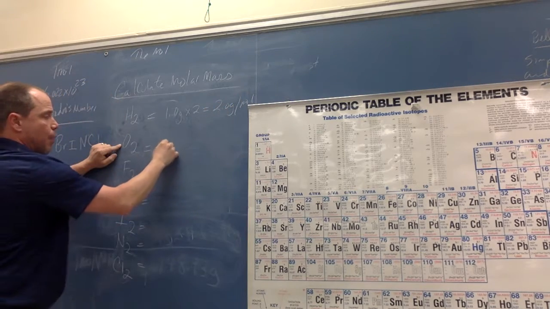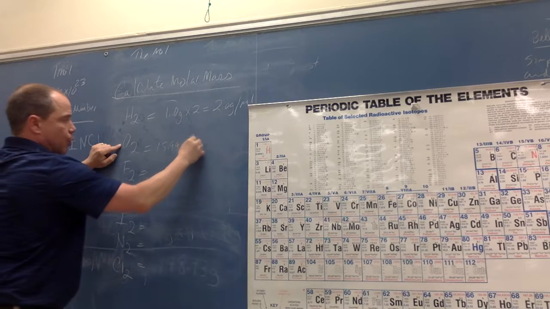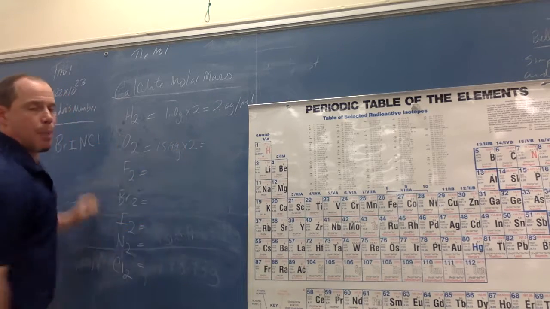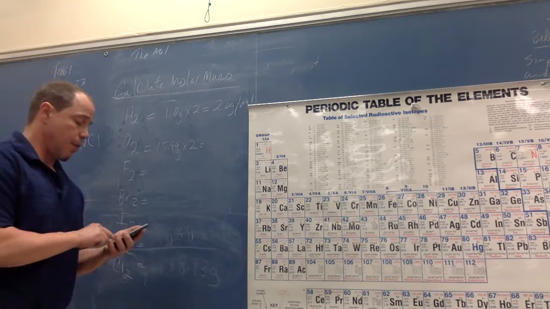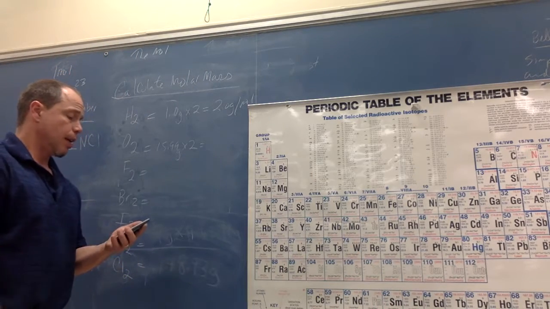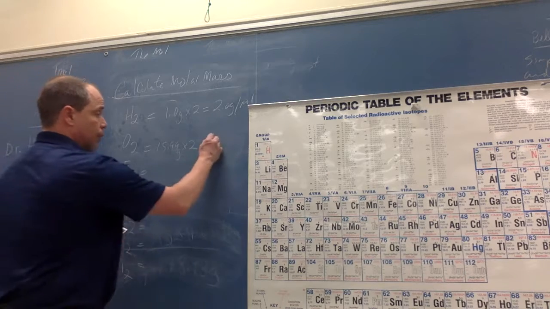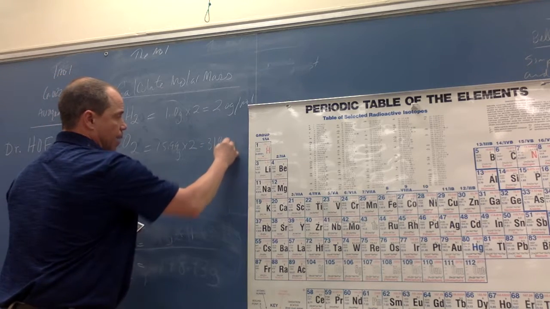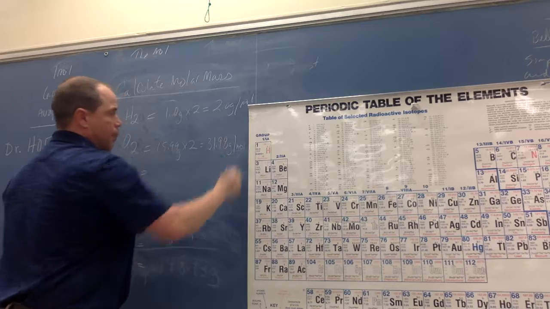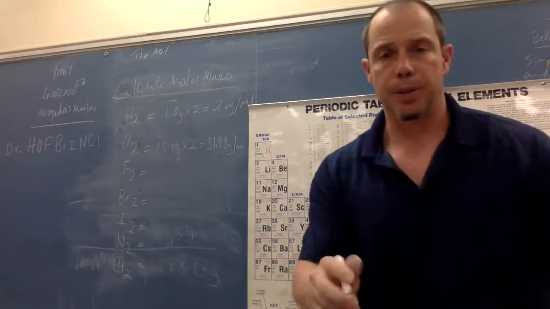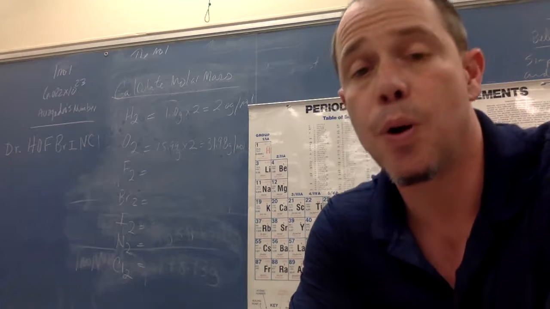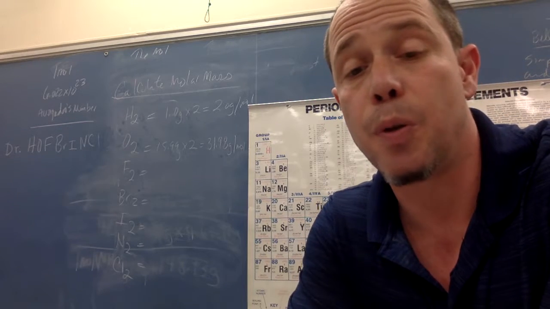Guess what? 15.99 times 2. I bet you can figure out what the value for oxygen is. 15.99 times 2 gives me 31.98 grams per mole. 31.98 grams for every mole, etc. for the remainder of those elements. So pretty straightforward for finding or doing calculations for molar mass.